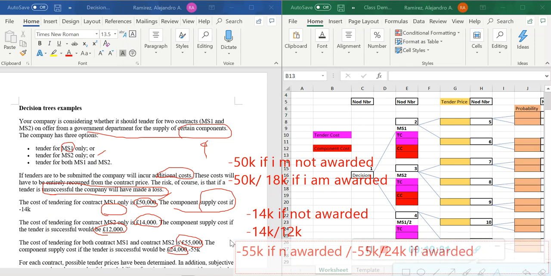Okay, so we have that information first. Okay, so let's start to fill our probability tree with that information.